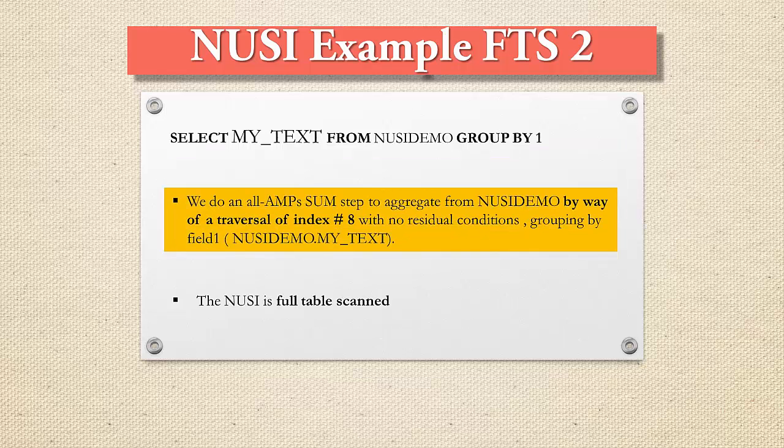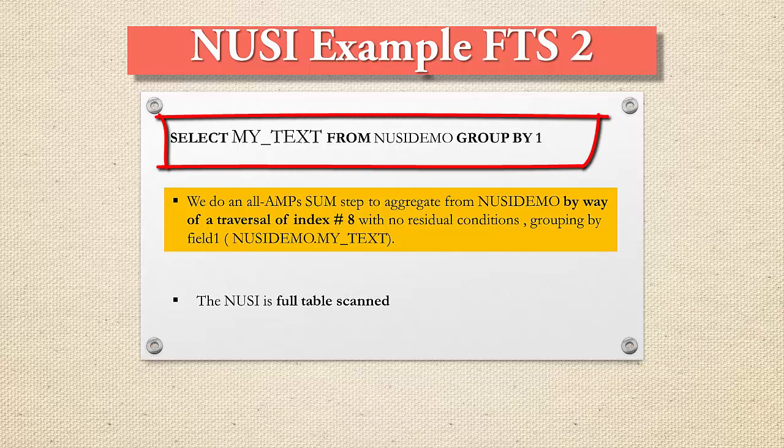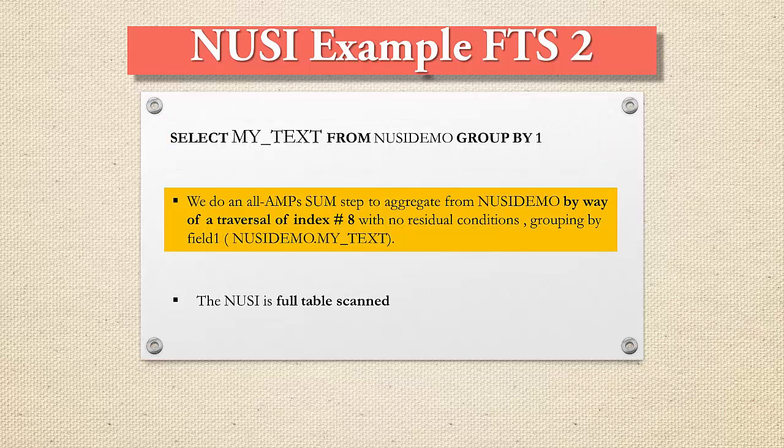Taking away the where condition and replacing it with a group by constraint, so that we effectively group over my text, still lets the optimizer use the index, but this time again in a full table scan mode. We see by way of traversal of index again in the explain plan. Even with aggregation or any indiscriminate search over an indexed column, the non-unique secondary index may still be used.